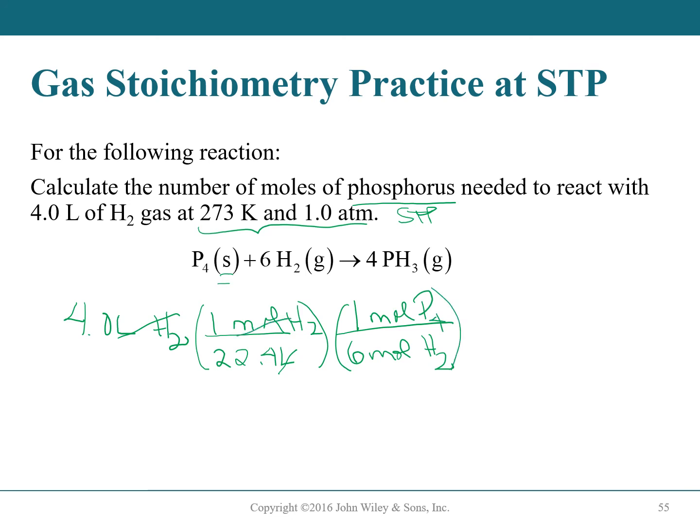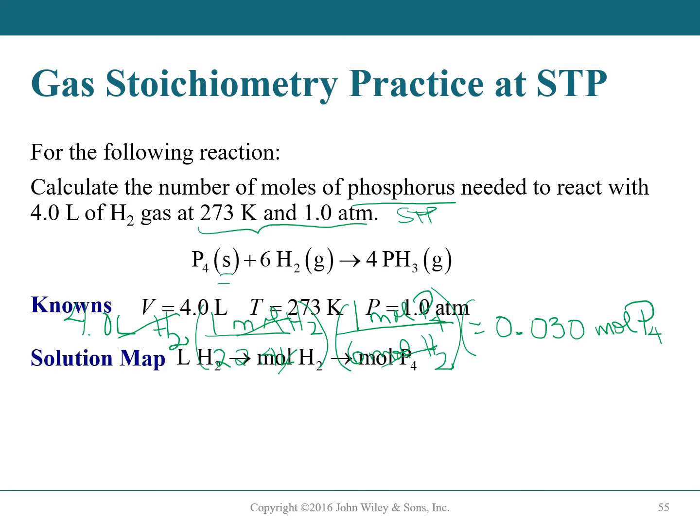Okay, so now that I have moles of phosphorus, we wanted just the moles of phosphorus. We don't need the mass. So let me erase this. We can stop here and calculate it out. Okay, we have 4 divided by 22.4 divided by 6. I get 0.030 moles of phosphorus. Okay, so let me continue on.